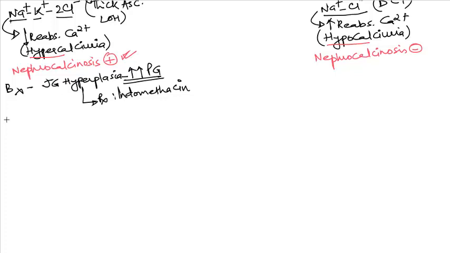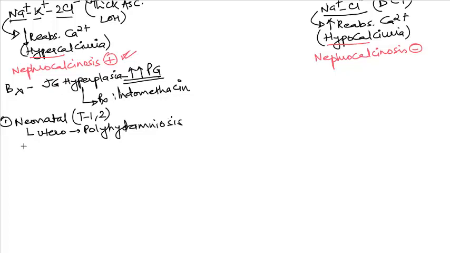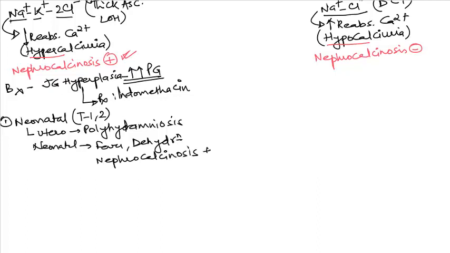Bartter syndrome, broadly speaking, we can differentiate into a neonatal Bartter's, which is type 1 and 2 Bartter's. These patients usually present in utero as polyhydramnios, high levels of amniotic fluid, or in an early neonatal stage as fever, dehydration, and an early onset nephrocalcinosis. Early renal stones are seen in these patients.